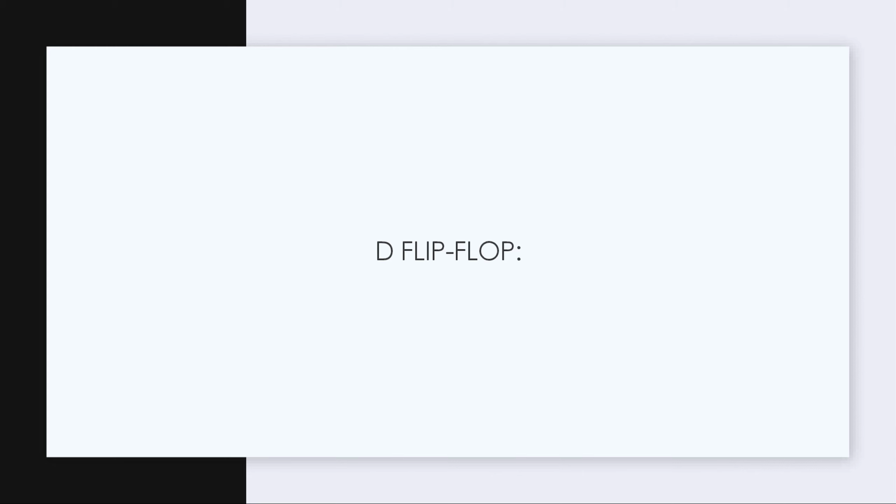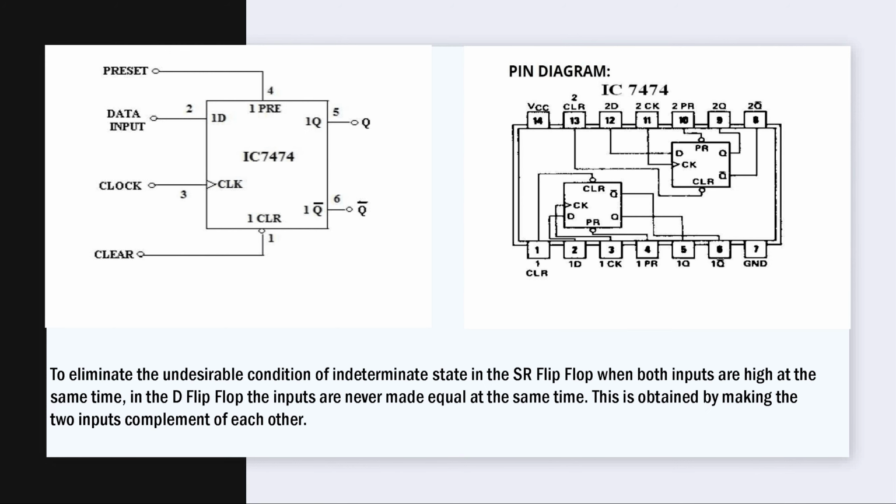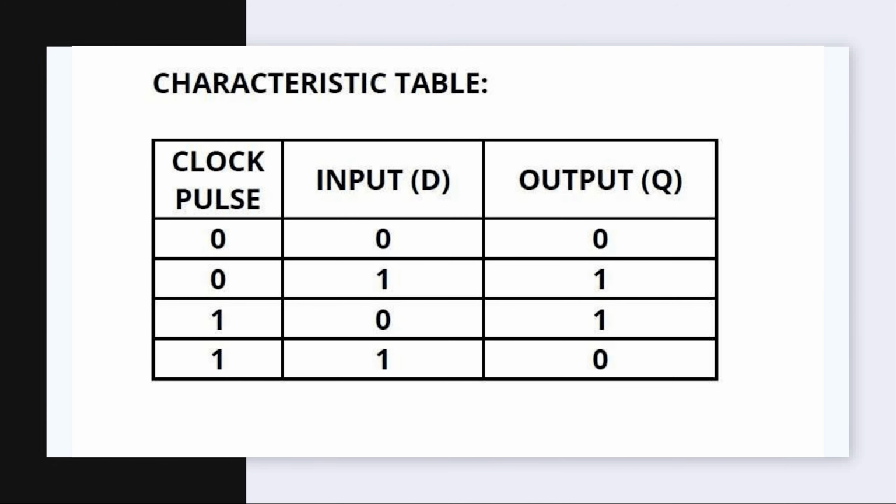Now we'll see what a D flip-flop is. To eliminate the undesirable indeterminate state in the SR flip-flop, when both inputs are high at the same time, in the D flip-flop, the inputs are never made equal at the same time. This is obtained by making the two inputs complements of each other. This is the characteristic table of the D flip-flop.